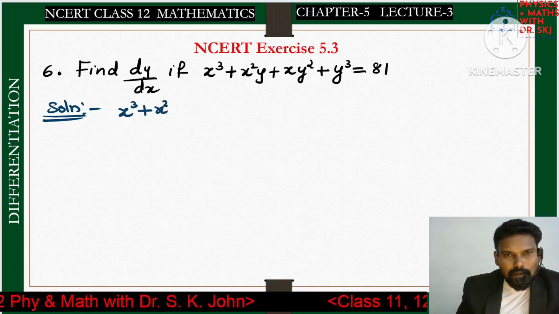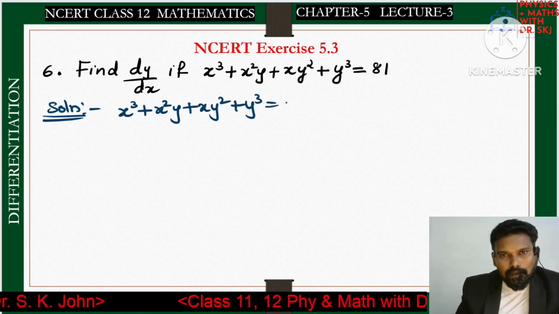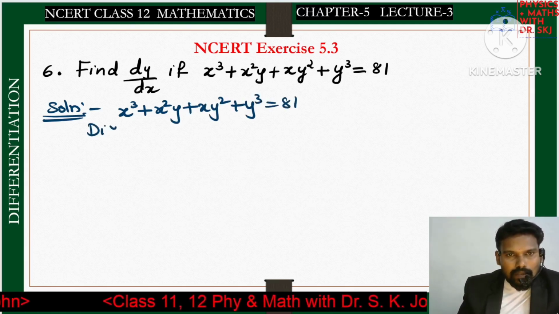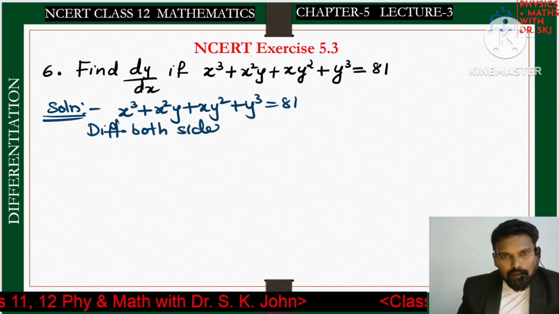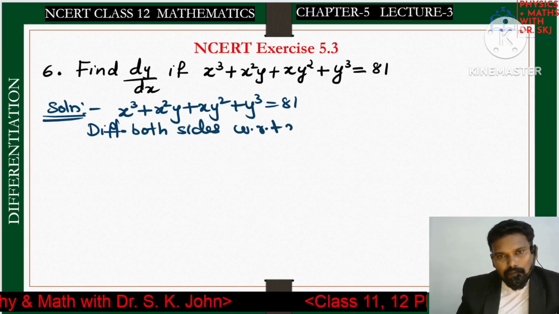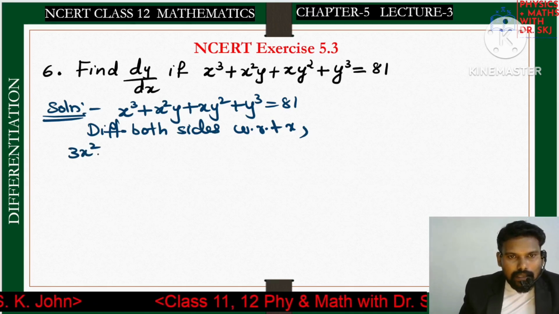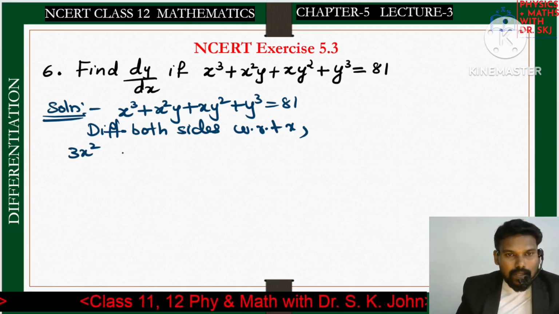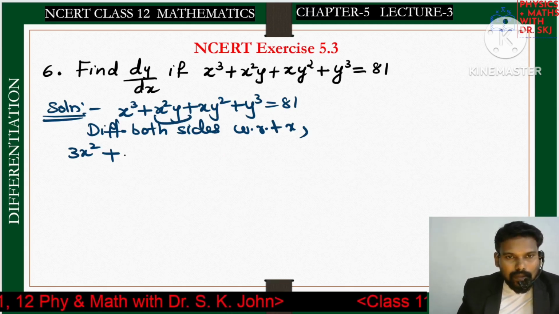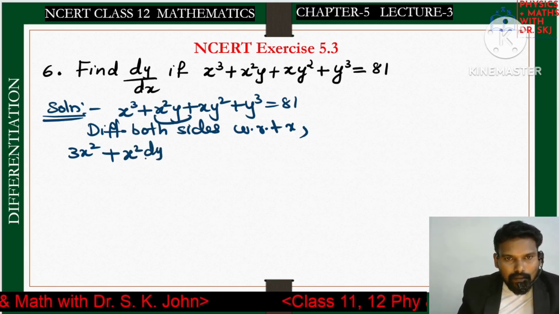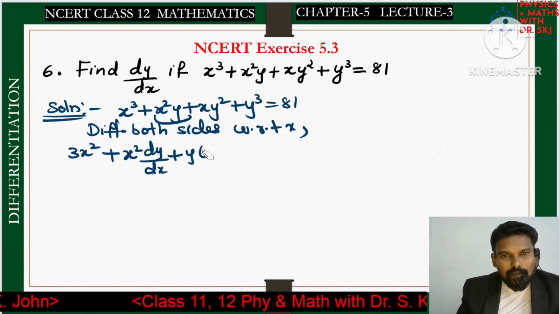x cube plus x square y plus xy square plus y cube is equal to 81. Differentiating both sides of the equation with respect to x, we get, what is the derivative of x cube? It is 3x square. We have seen it before. It's like 3x square plus, what's the derivative of x square y? You have to use the product rule. First function times derivative of second, dy by dx, plus second function, which is y, times derivative of x square, which is 2x.